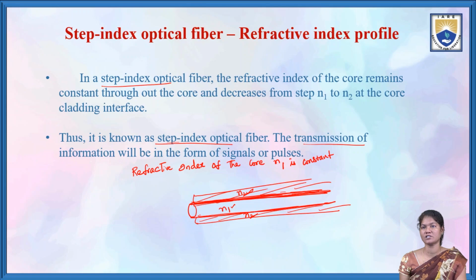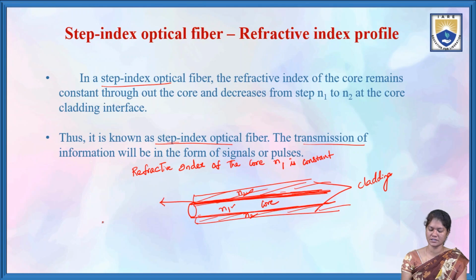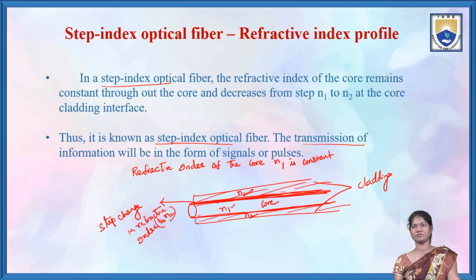In the step index optical fiber, the transmission of information will be in the form of signals or pulses. This is the cladding. Here there is a step change in refractive index, that is to N2. Step change to N2.